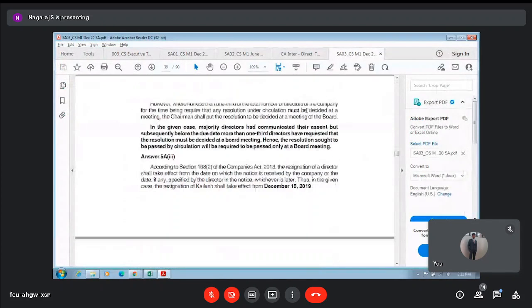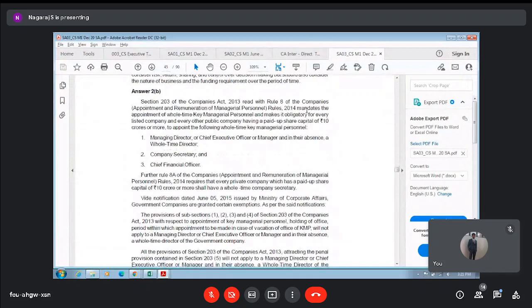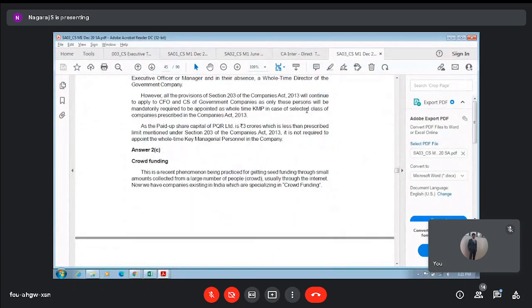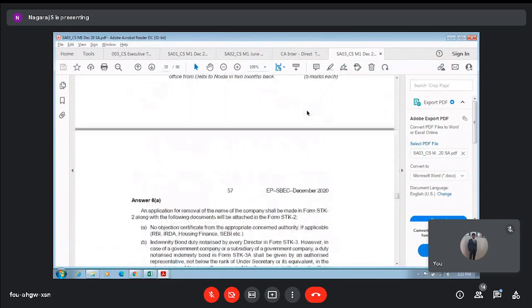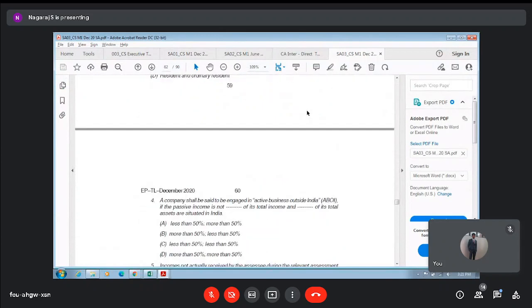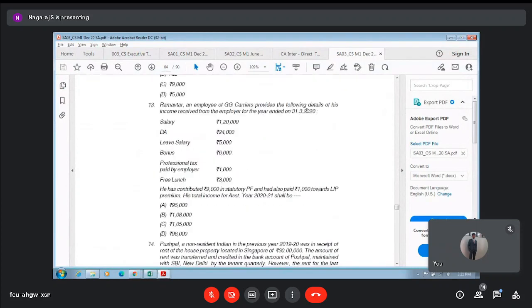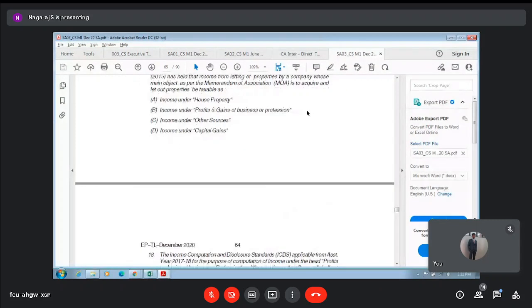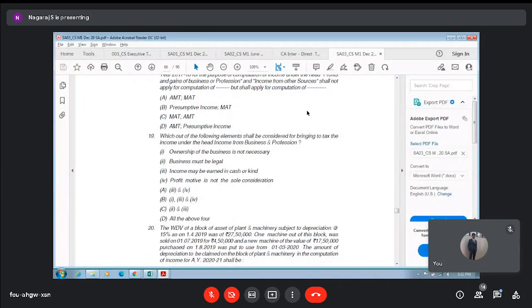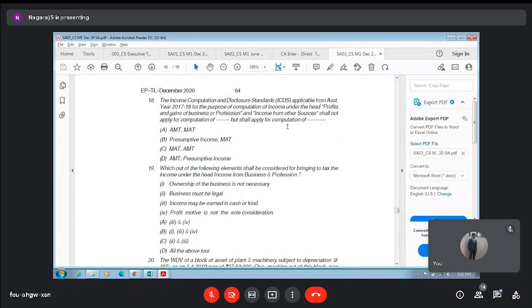Once I finish this one, we will go to MAT. That is also very easy for you guys, since it is an MCQ paper. You will not be given complicated questions, because these AMT, MAT are very complicated. Complicated in the sense that the descriptive ones are the most complicated ones in this. ICDS.